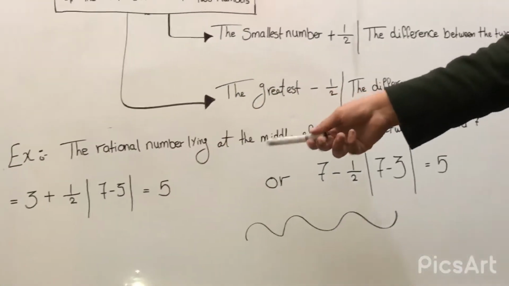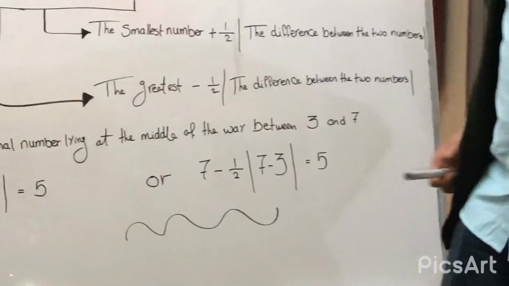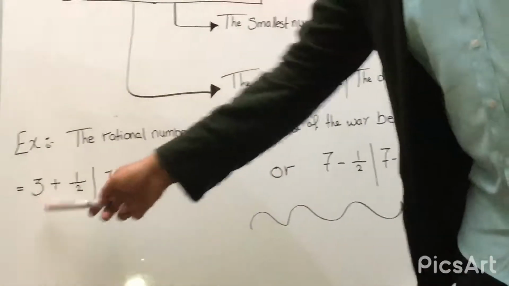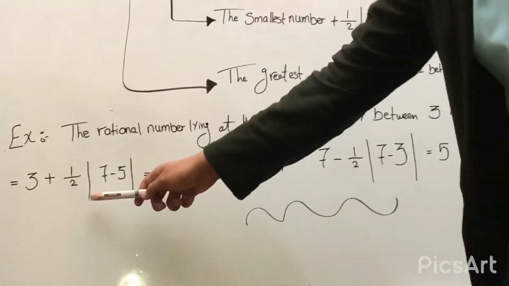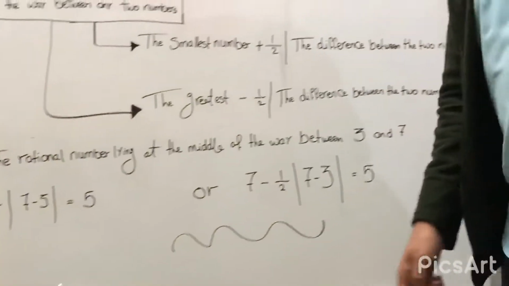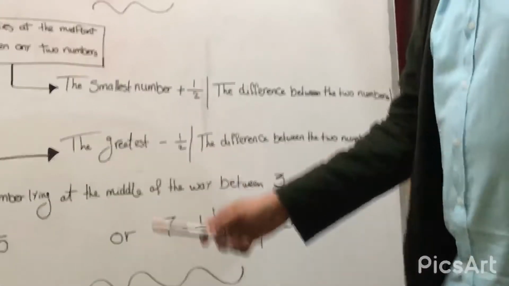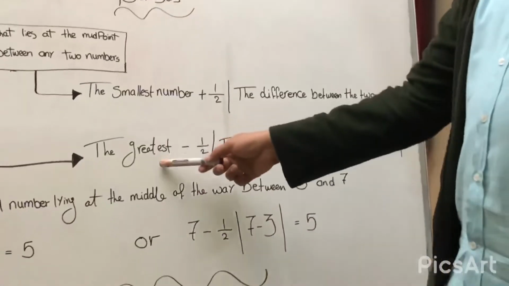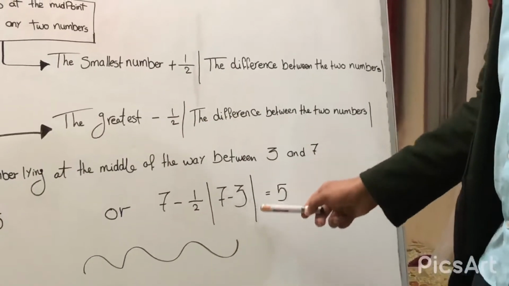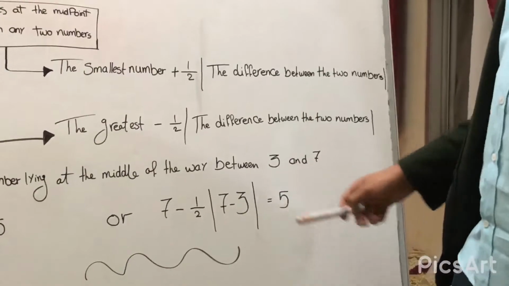For example, the rational number lying at the middle of the way between 3 and 7. We use the first rule: 3, the smallest number, plus half the absolute of 7 minus 3, equals 5. Or you can use the second one: 7, the greatest number, minus half the absolute of 7 minus 3, equals 5.